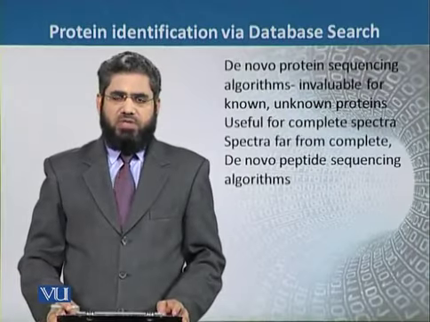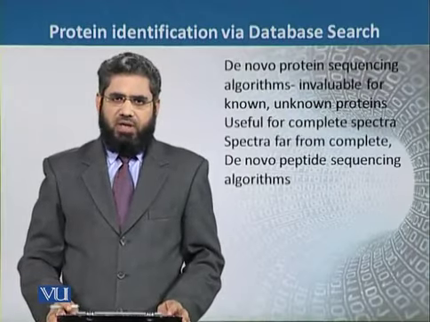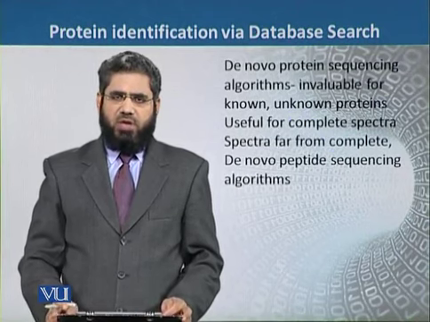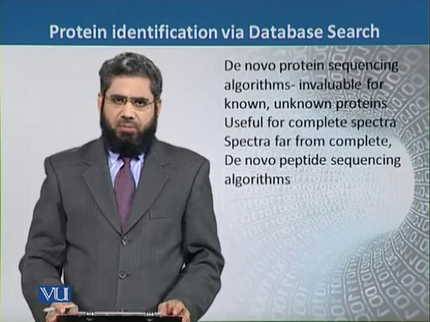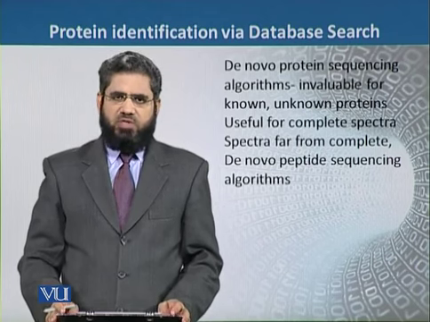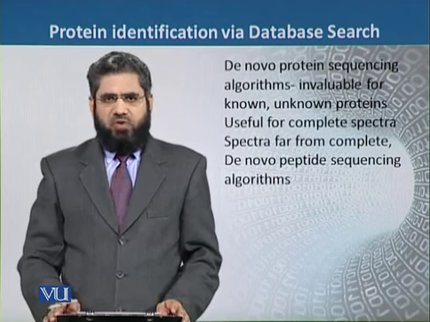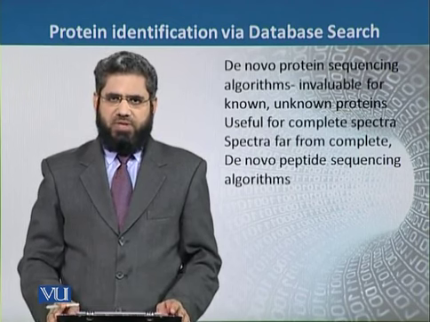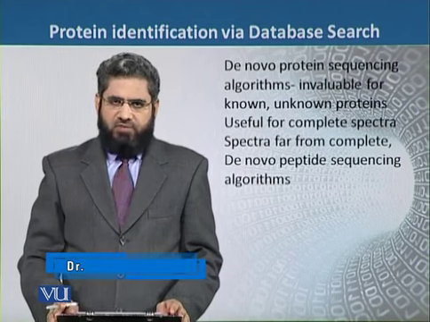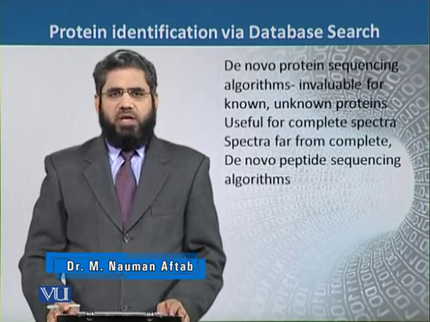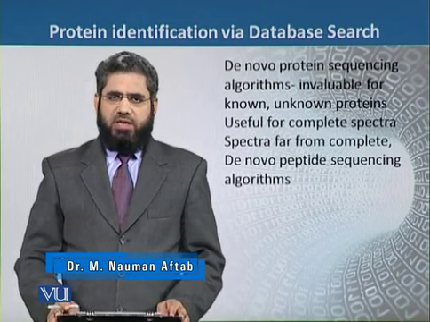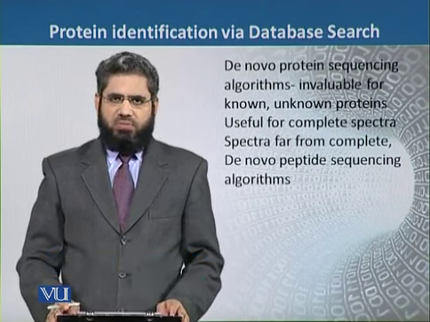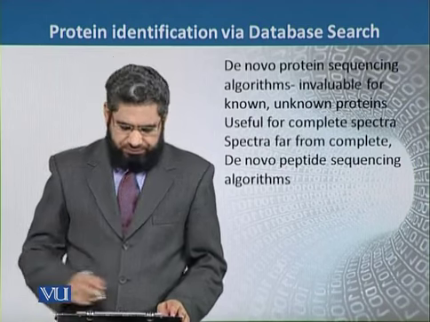De novo protein sequencing algorithm is not very effective when we use it against known and unknown proteins, but it's very useful when we use it against spectra that are almost complete or near completion. As we know, different types of spectra are almost incomplete, so we can get very ambiguous solutions for these spectra.